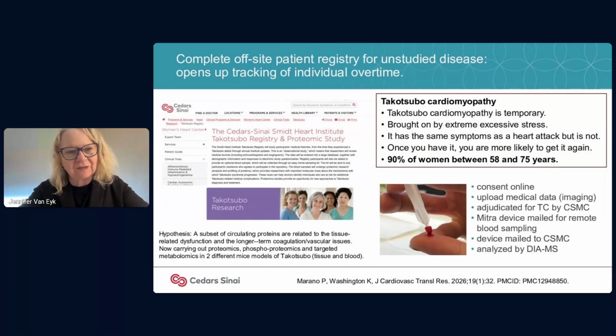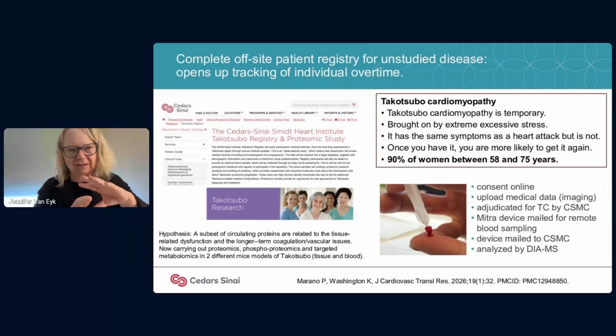And what we wanted to understand is to build this registry out so that we could understand whether or not there was a mechanism underlying Takotsubo. So Takotsubo usually happens when there's incredibly high stress. You end up having a misbeating in your heart, and it looks like you're having a heart attack because you're not efficiently pumping out.